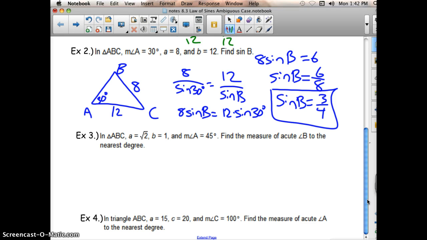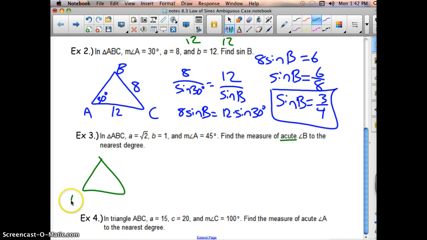Now, I want to find, in triangle ABC, they give me 2 of the sides, and they give me an angle. This is going to be side-side angle again. Find the measure of acute angle B to the nearest degree. So, I'm just going to use the law of sines here. When it asks to find an acute angle using the law of sines, this is kind of how it's done. We got radical 2 here, we got B is 1, and the measure of angle A is 45 degrees. So using the law of sines, I know radical 2 has to be over sine of 45, and that will be equal to 1 over the sine of B.